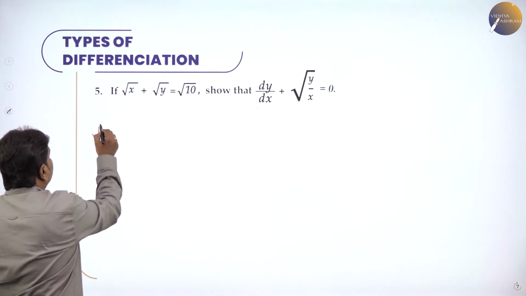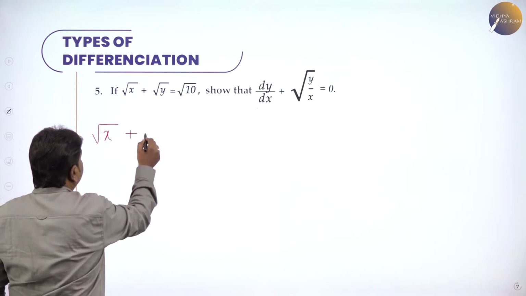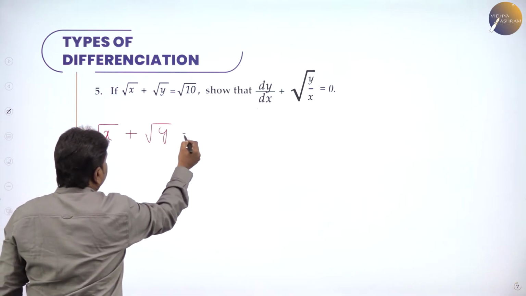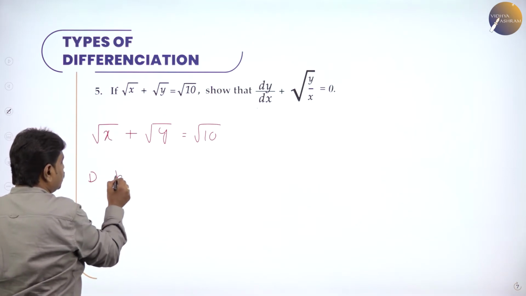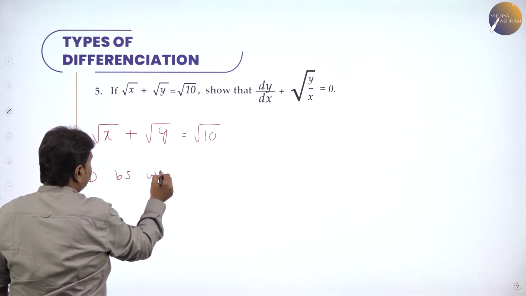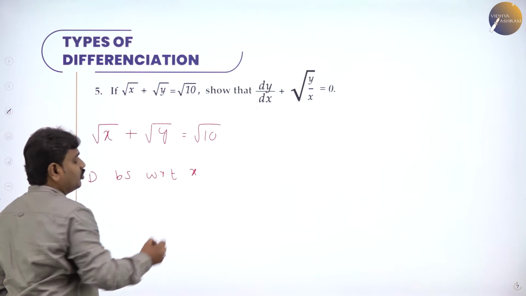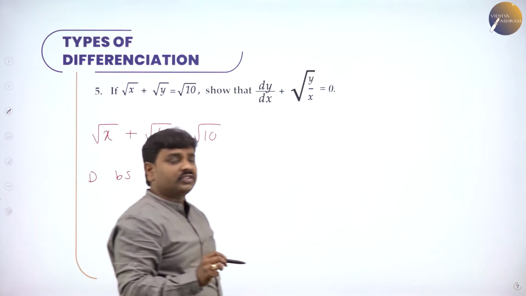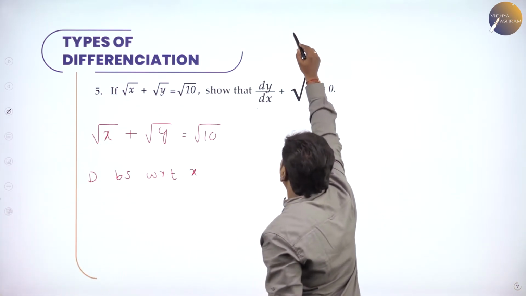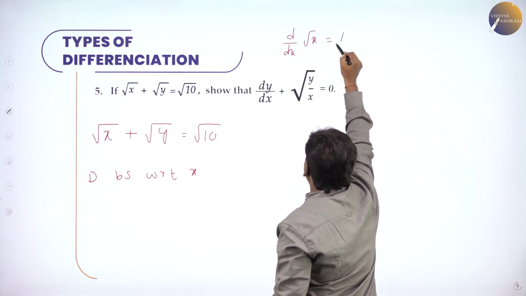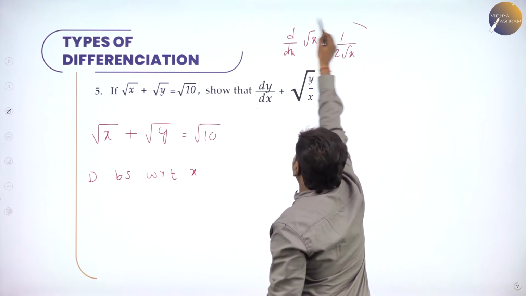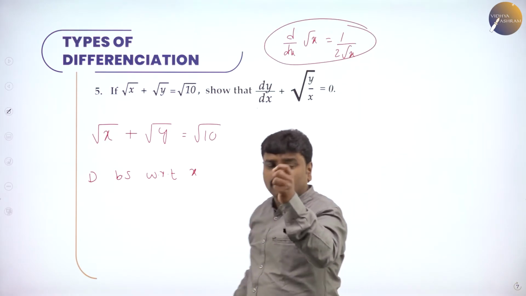So first we will try. What is given? Root x plus root y is equal to root 10. So now differentiate both sides with respect to x. Before differentiating, first you should be thorough with the formulae. What is the derivative of root x? Don't write x power half and waste your time. In the formula list I gave you, d by dx of root x is directly what? 1 by 2 root x. What is differentiation of root x? 1 by 2 root x.